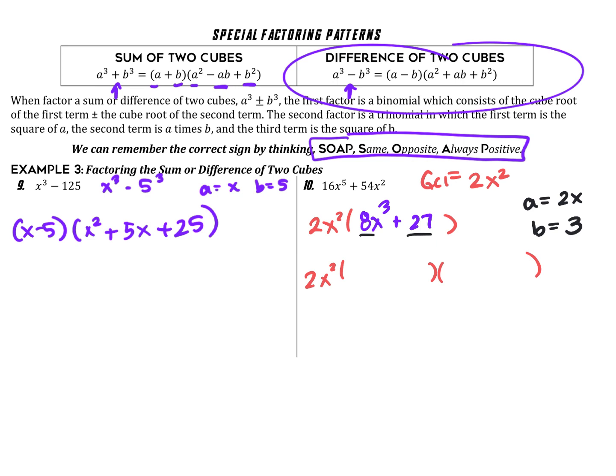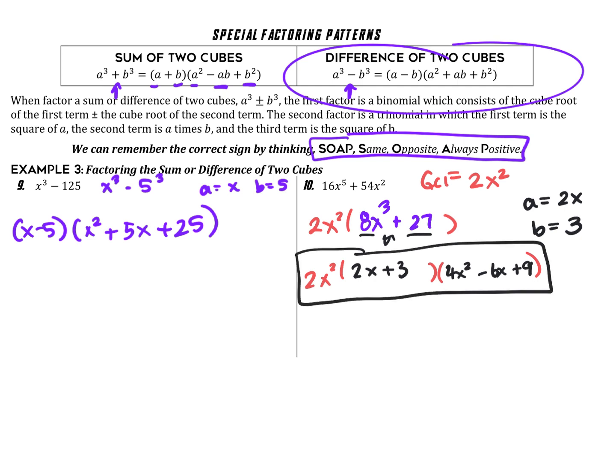But inside, I'm going to have a plus b, 2x plus 3. And it is plus because this was a plus. Times a squared, 2x squared is 4x squared, minus, because opposite sign, a times b is 6x, plus, always positive, b squared, which is 9. And this is the completely factored form that we have for our perfect cubes.